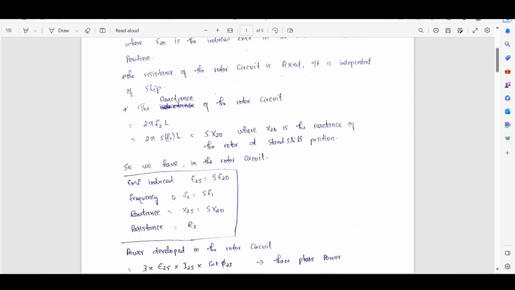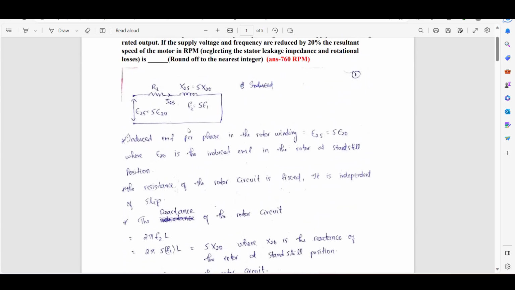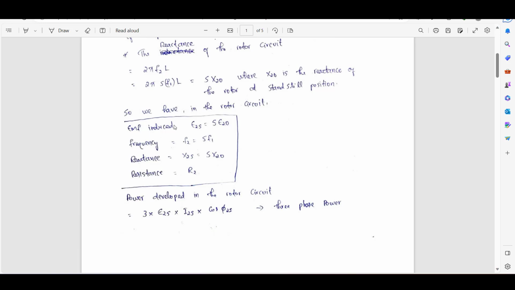Now we have evaluated the four parameters of the rotor circuit: the EMF induced, the frequency of the current or voltage, the reactance, and the resistance. We can see that reactance, frequency and induced EMF depend on the slip, whereas the resistance is independent of the slip. This we have to keep in mind.